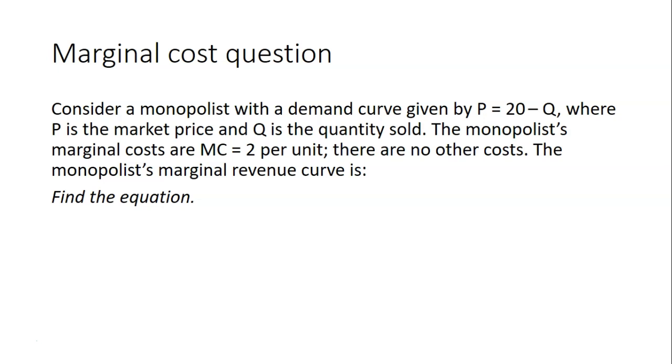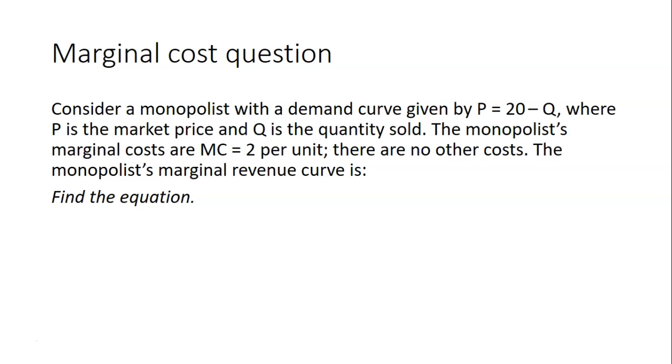A student has sent me an email asking about this question. The question says, consider a monopolist with a demand curve given by P equals 20 minus Q, where P is the market price and Q is the quantity sold. The monopolist's marginal costs are MC equals 2 per unit. There are no other costs.